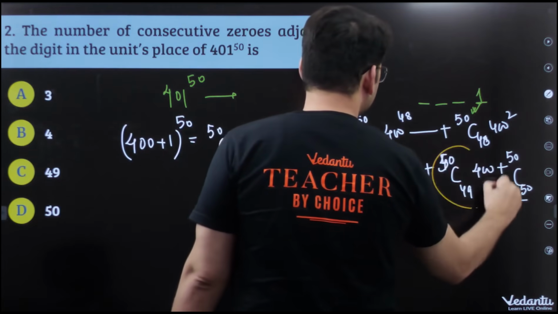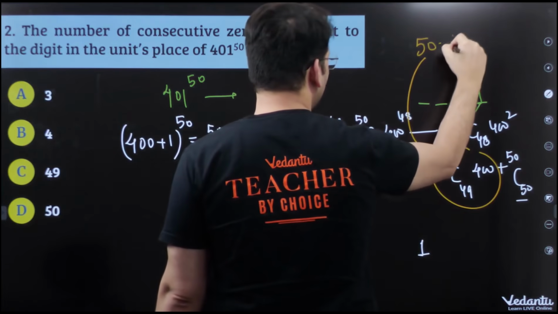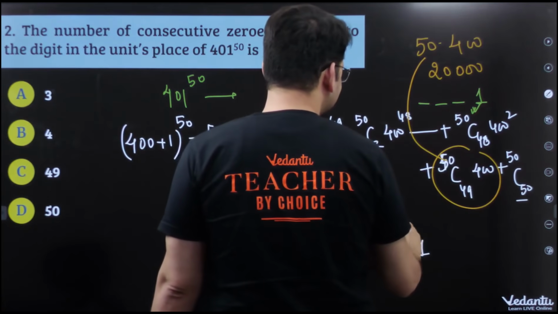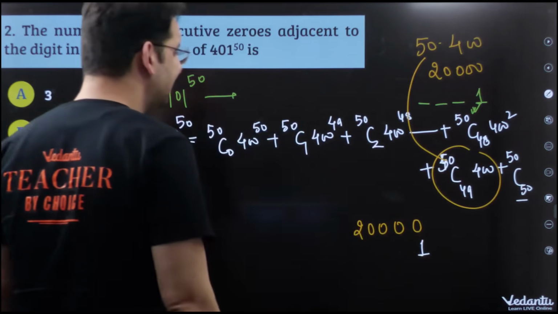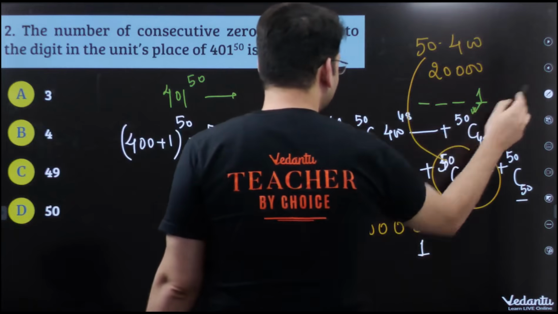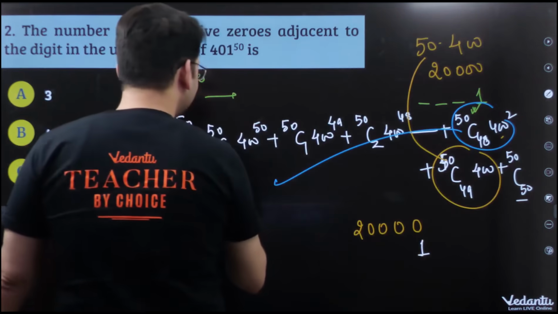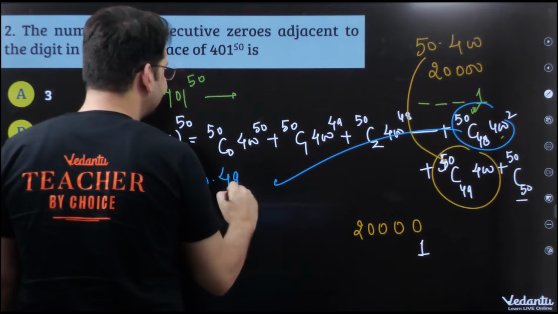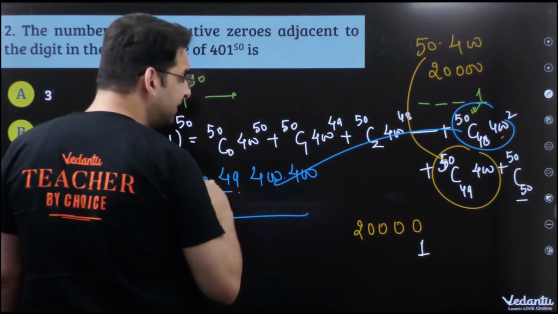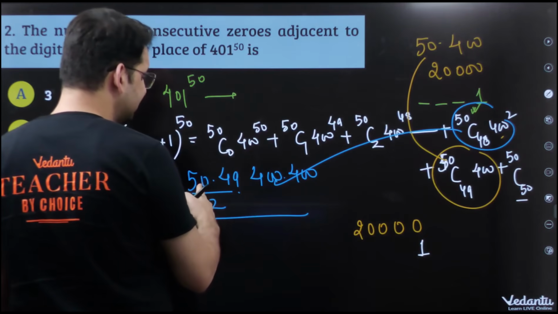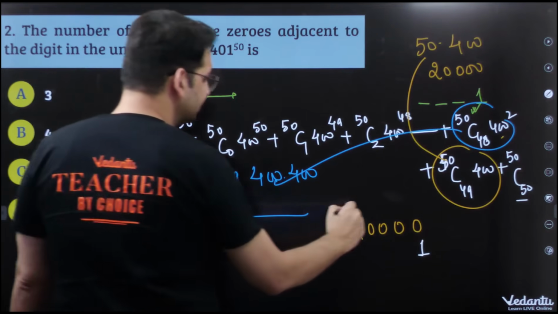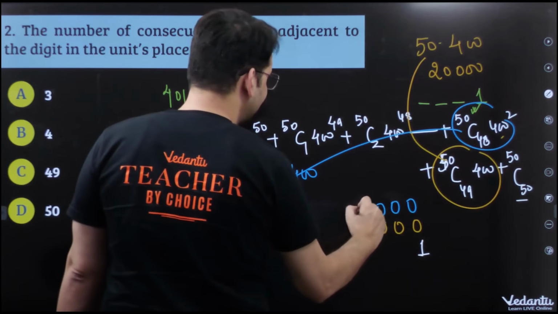Let us look at this term. This is actually 50 into 400, that means 20,000. So the second last term is 20,000. Let us look at the third last term. It would be 50 into 49 by 2, that is 50C2, into 400 into 400. So this is the term which ends with at least 4 zeros. So this is going to end with 4 zeros, 0, 0, 0, 0, maybe something here.